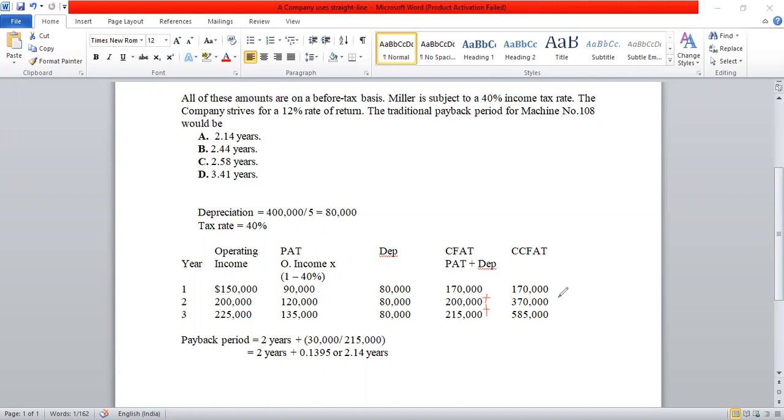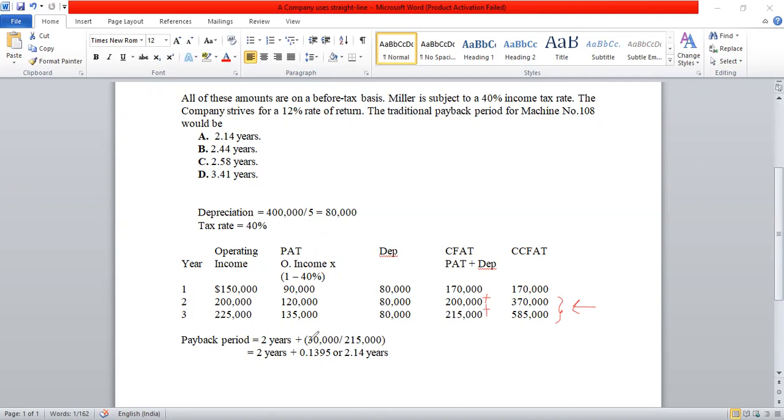So the amount of 400,000 is paid back between the second and the third year. So that much we understand. By the end of second year, 370 was paid back. By the end of third year, it is more than 400,000. So anything between second and third year. So how to find out?